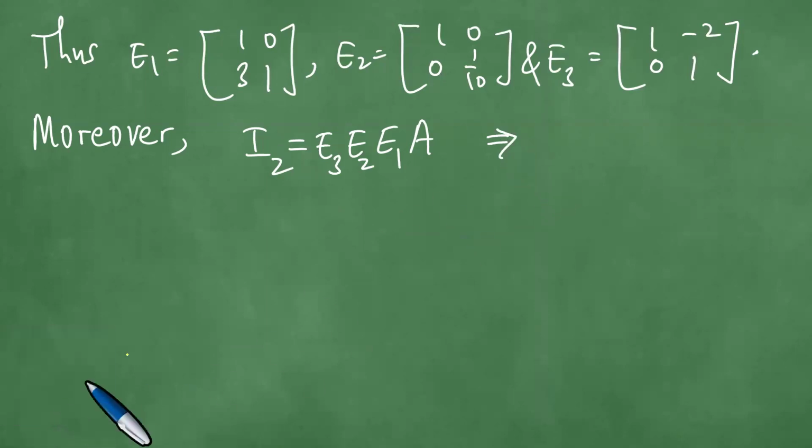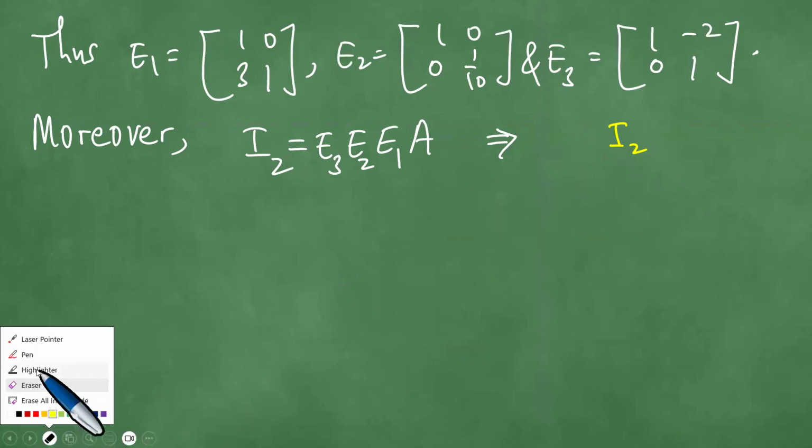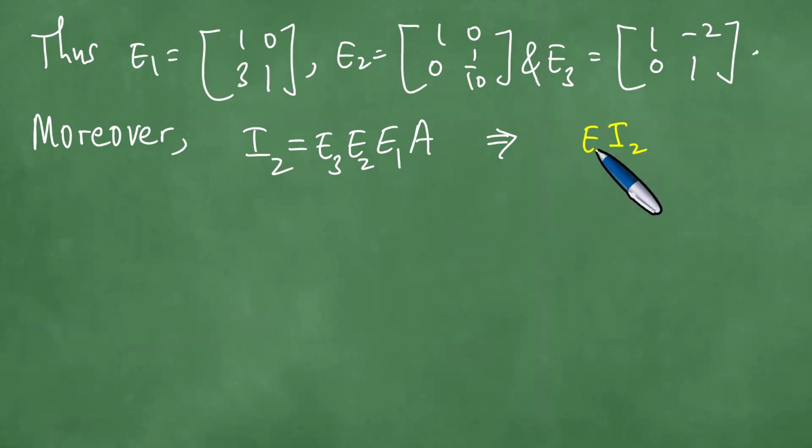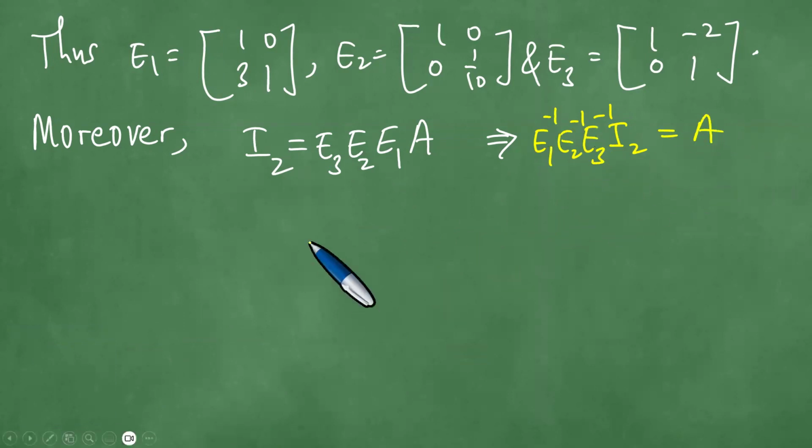The meaning of all this is that we now need to solve for A from this particular equation. We need to solve for the matrix A, and this means that we would have our I2, then our E3 inverse, the inverse of the third elementary matrix here, like so. Next, we would have the second, and then the inverse of the first elementary matrix, and this gives us A, like so.